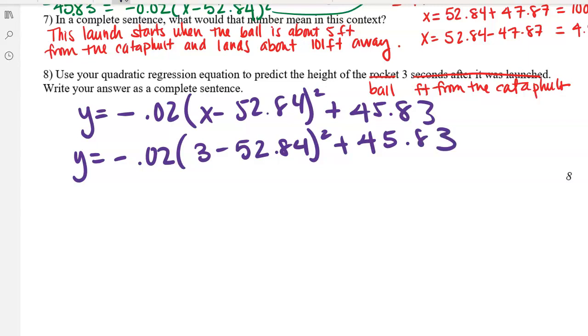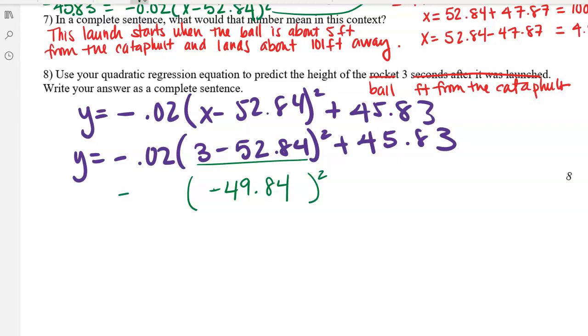Kyle, what is 3 take away 52.84? Just that value. Positive or negative? Negative 49. One more time, 49 point what? You guys agree? Negative. Is it agree, disagree? Yes, no, maybe so?